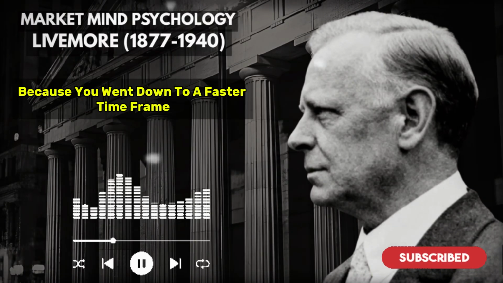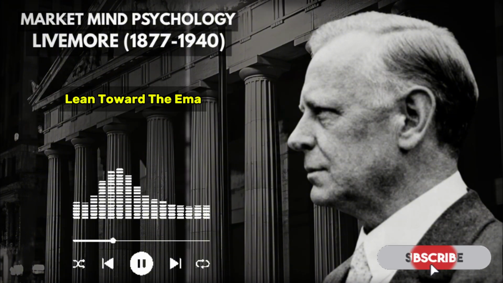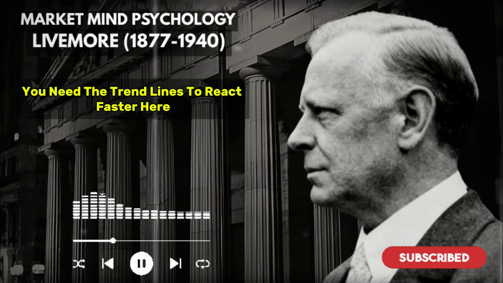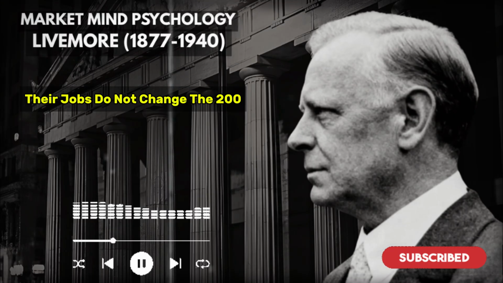Why? Because you went down to a faster time frame and the rule holds. Shorter time frame, lean toward the EMA. You need the trend lines to react faster here, because the moves are quicker and the pullbacks are sharper. Their jobs do not change.